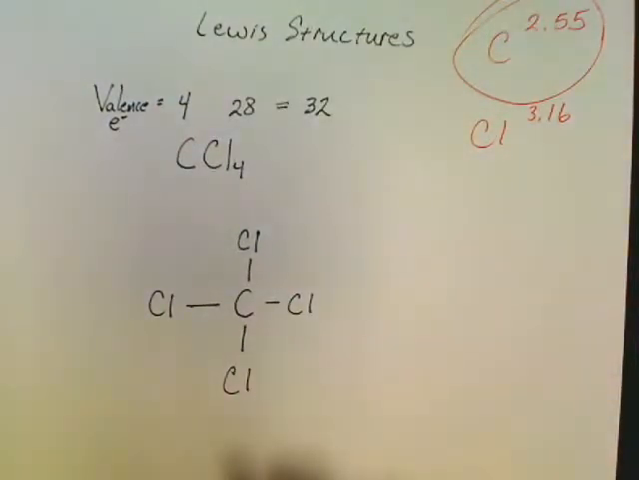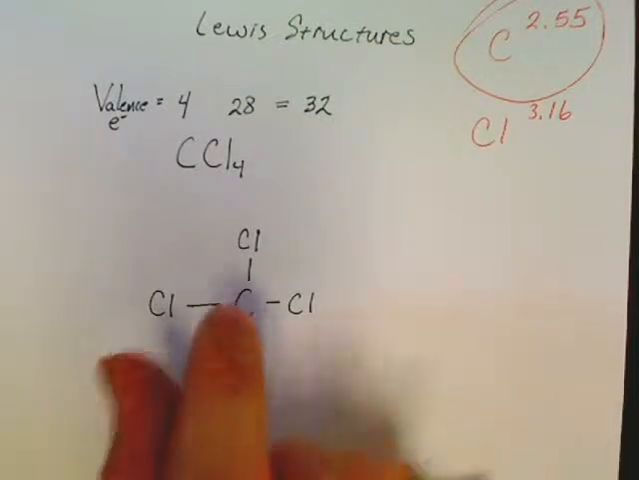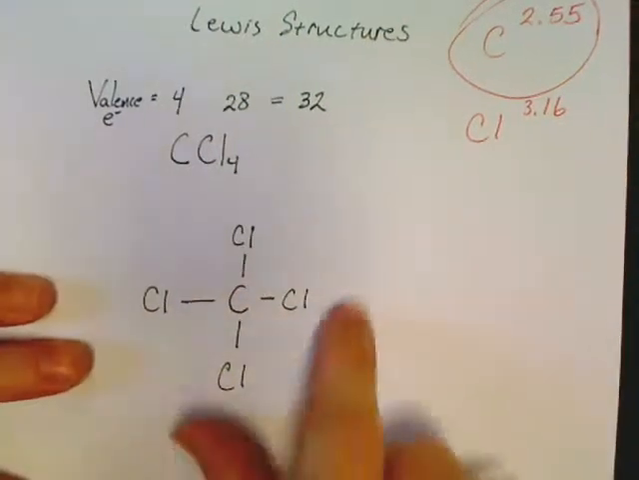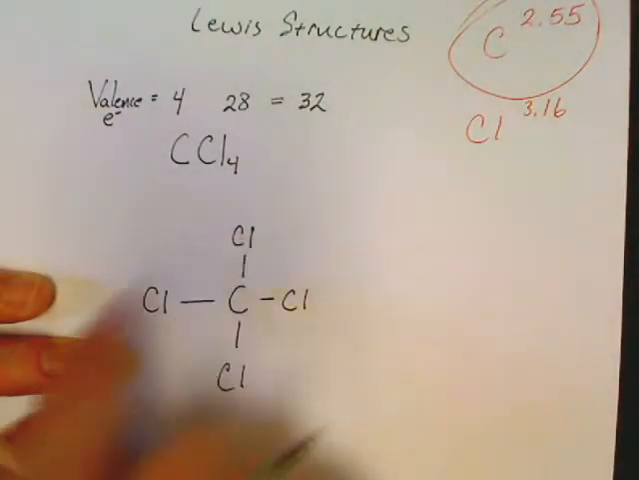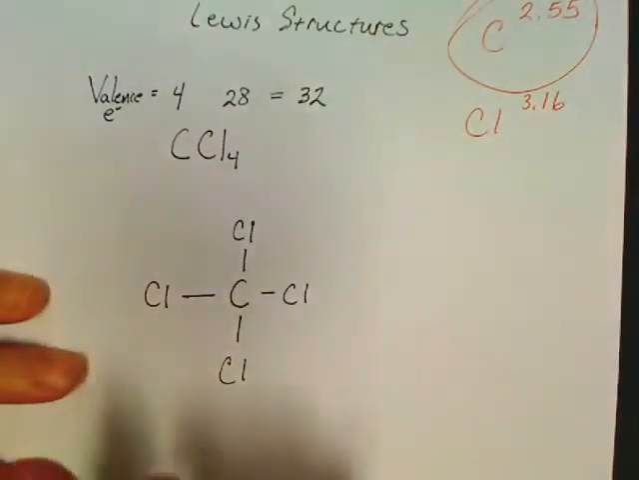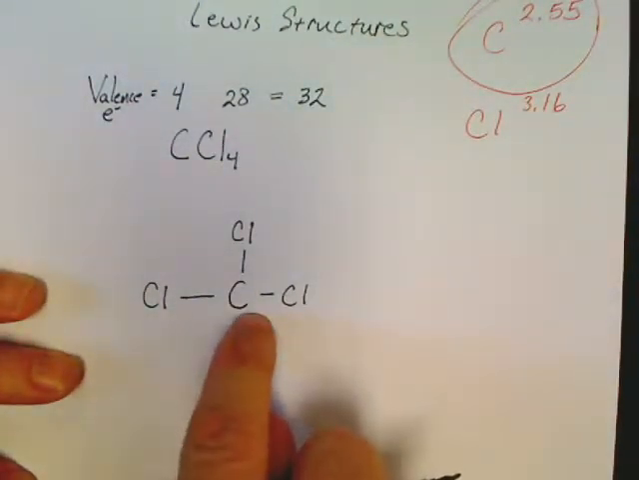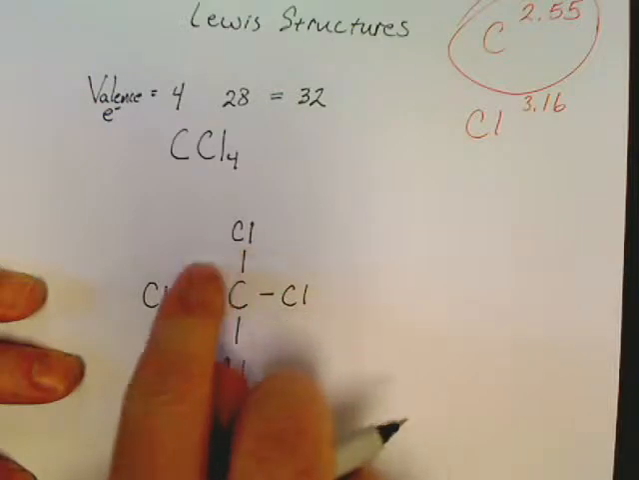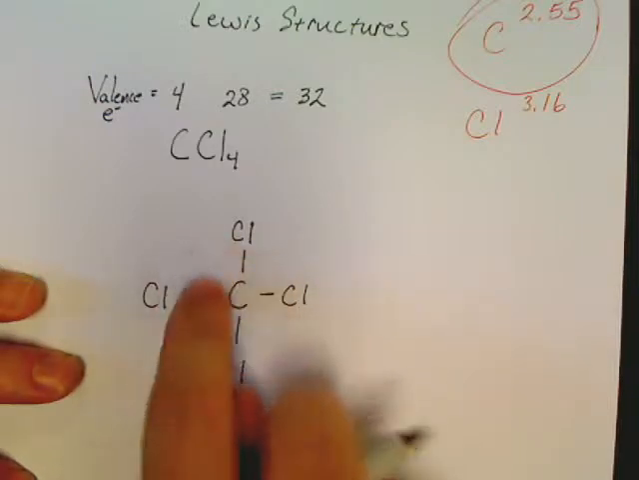Now, if you look at this, I need to make sure that I've got octets. So I connected this up. I've got everything connected with a single bond. Now we'll make sure everything in the picture has 8 electrons. The carbon, 2, 4, 6, 8. It's got 8 electrons around it.